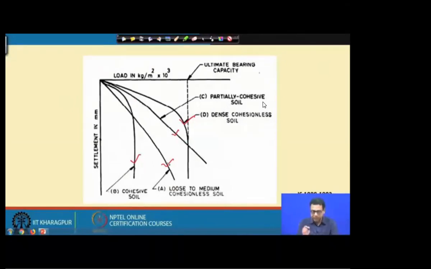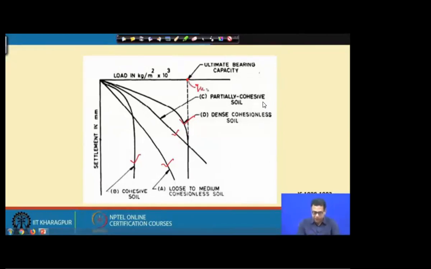So, to get the ultimate load, as I have discussed in the previous class also, you have to use either the double tangent method or the single tangent method. Here the load settlement curve is almost parallel to the settlement axis. So we draw the tangent to the last straight portion of the curve, and this will give us the Q ultimate.